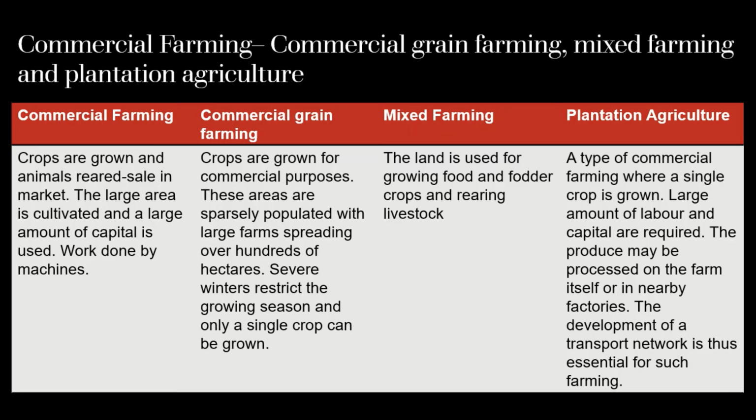These areas are sparsely populated with large farms spreading over hundreds of hectares. Severe winters restrict the growing season and only a single crop can be grown. Mixed farming: the land is used for growing food and fodder crops and rearing livestock.